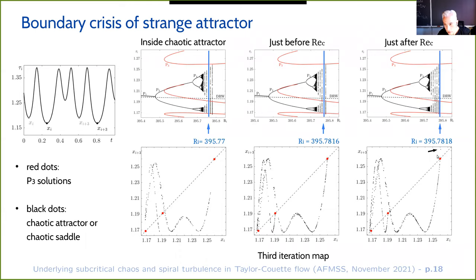And later on, and I don't know if you can identify this, this is a point where the strange attractor already crosses the straight line. So this is a signature of a boundary crisis. Essentially the strange attractor collapses with the unstable directions of the P3 orbit, and then the dynamics is no longer attractive, but it's a chaotic saddle.